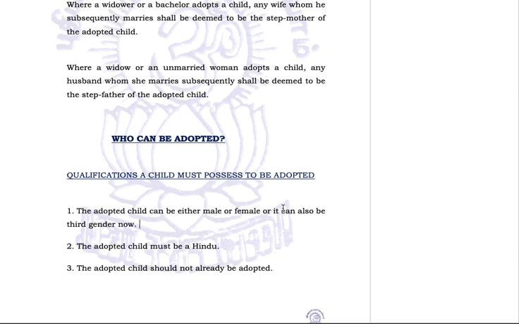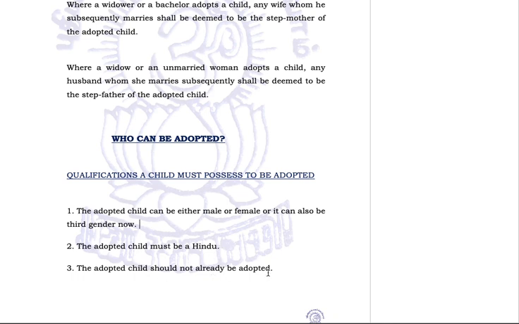Earlier, Hindu law did not permit taking a third gender child as an adopted child, but now it is allowed. The adopted child must be Hindu. You cannot adopt a Muslim or a Christian. If you want to adopt a Muslim or a Christian child, you first have to get the child converted to Hinduism. Only after that conversion can you take the child in adoption. Otherwise, not.